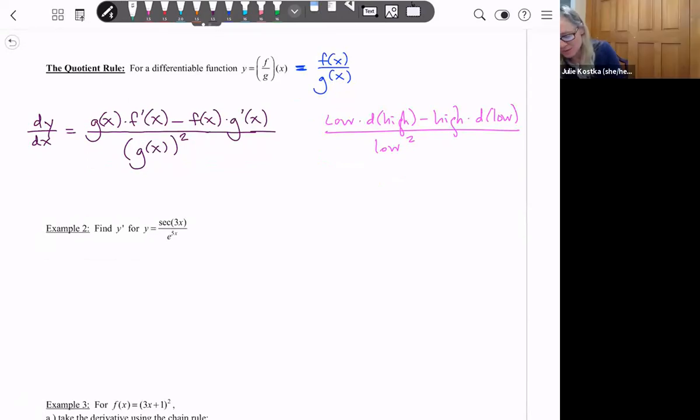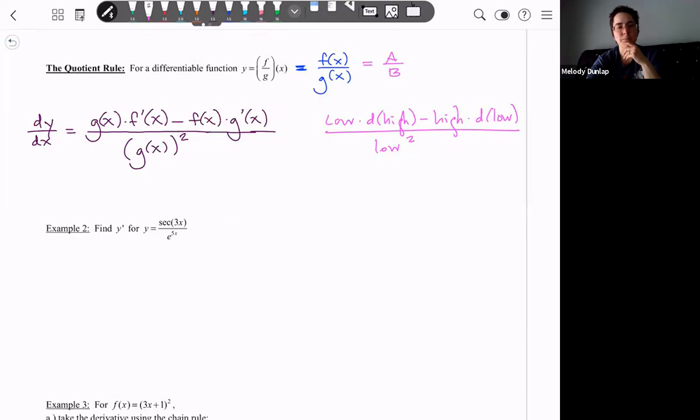I have a function that is the quotient of secant of 3x divided by e to the 5x. So before I start, because I know I'm going to need those functions' derivatives, I'm going to do that off to the side. Charles used A and B. Interesting. So he had this as A over B, and then it was B times A prime minus A times B prime over B squared. Yeah, like that.